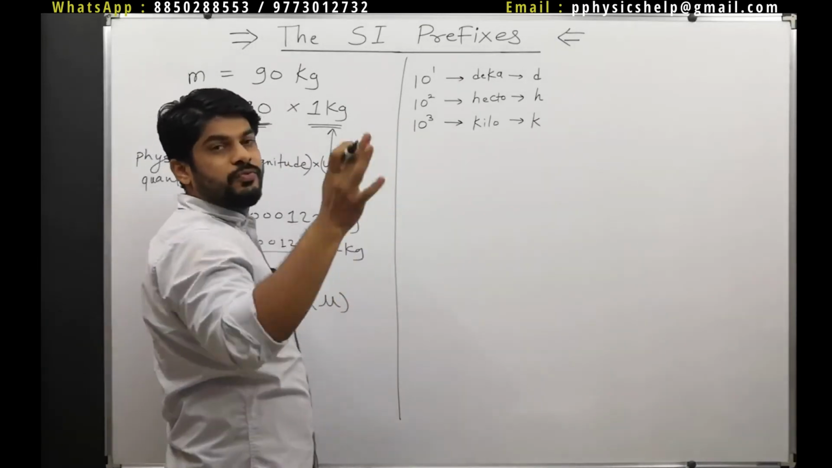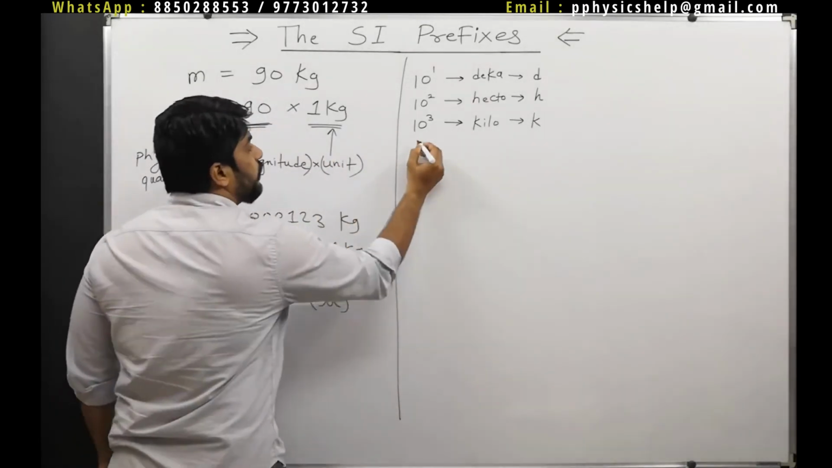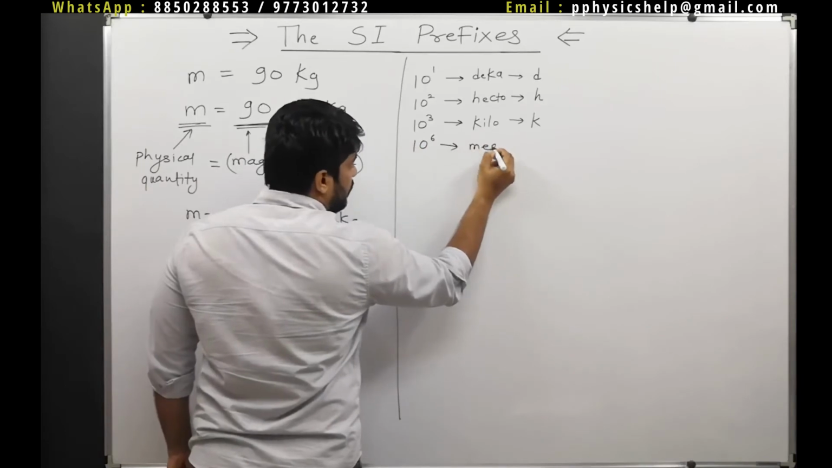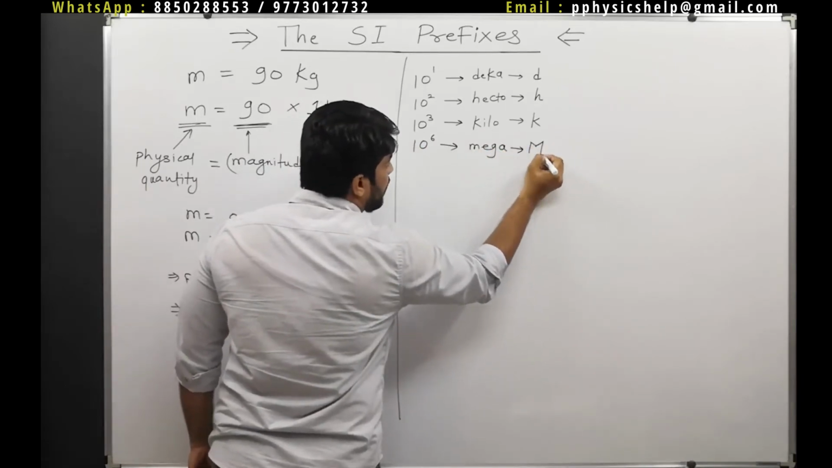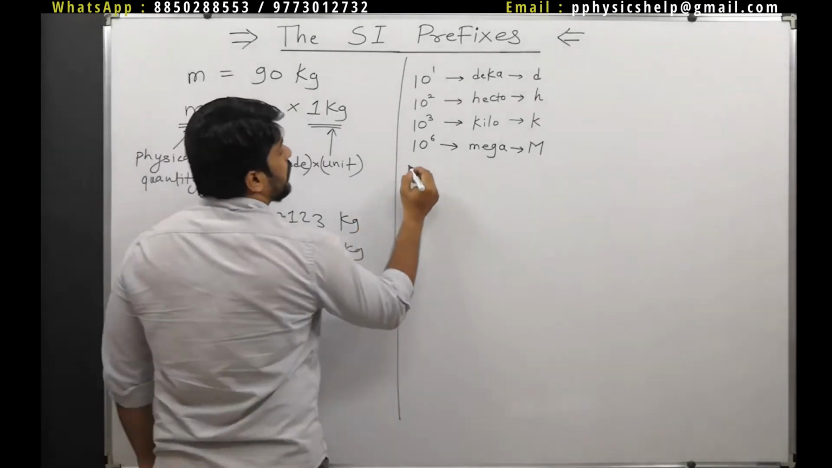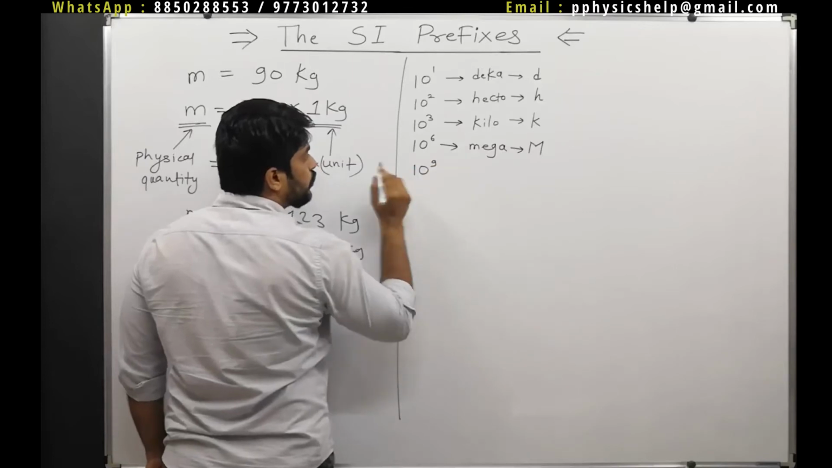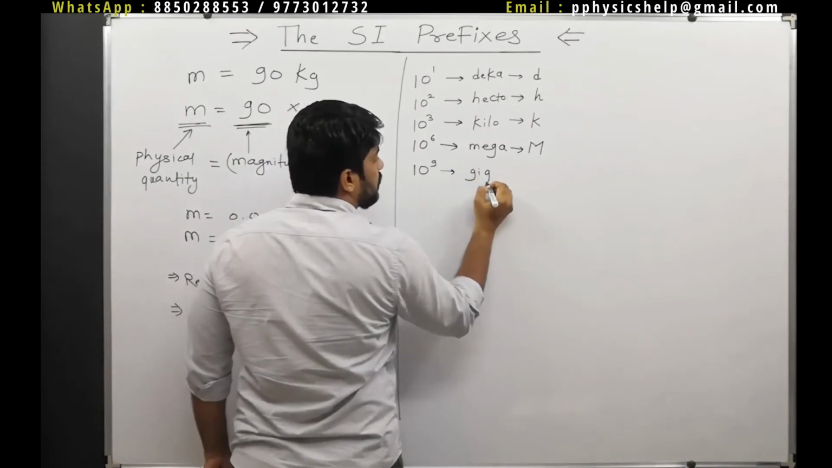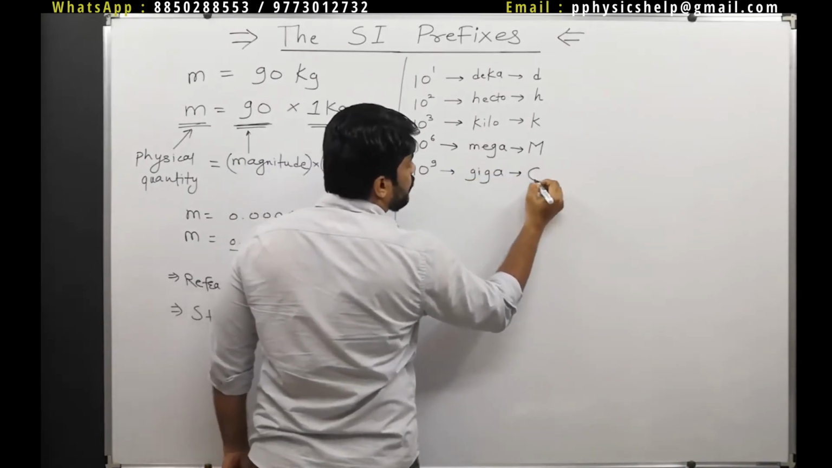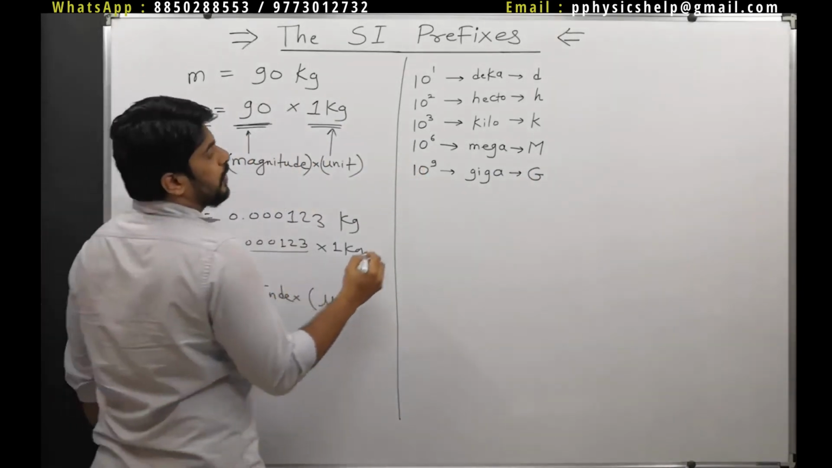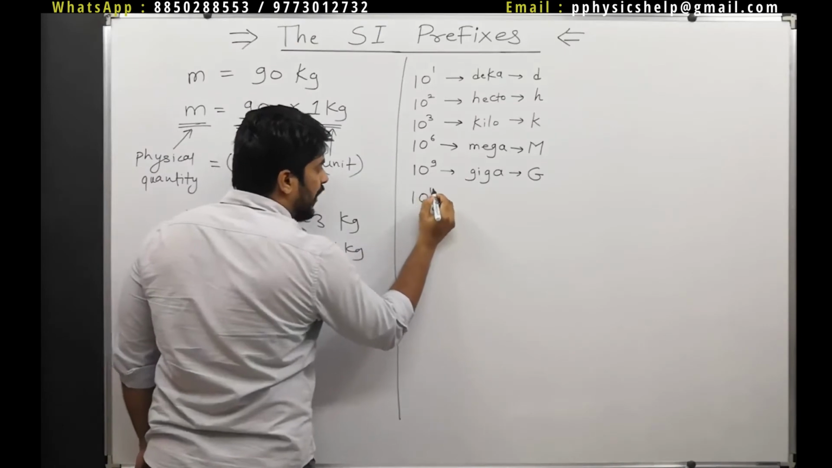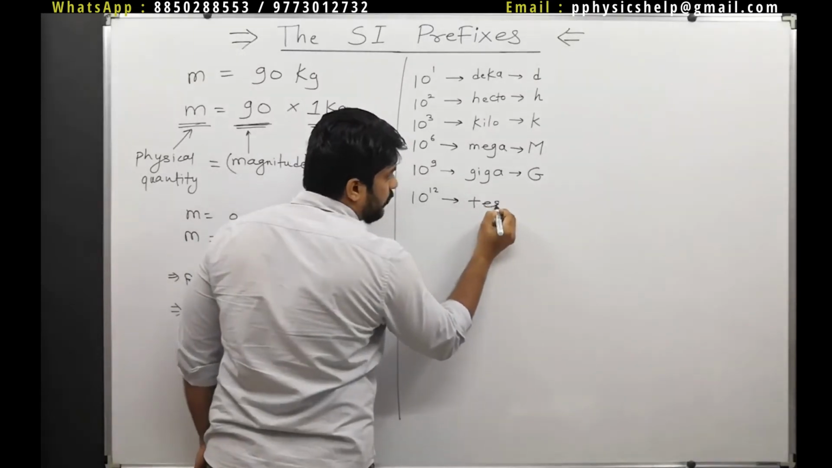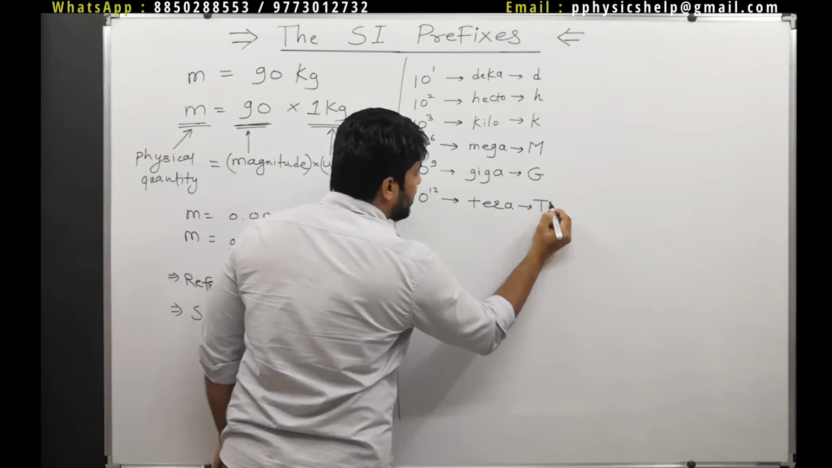After this, there is no name for 10 raised to 4 or 10 raised to 5. But for 10 raised to 6, there is a name, and that is mega, with the symbol capital M. Now 10 raised to 9. There is no 7, no 8, directly 9, and it is called giga, with the symbol capital G. The next one is 10 raised to 12, which has the name tera and the symbol capital T.